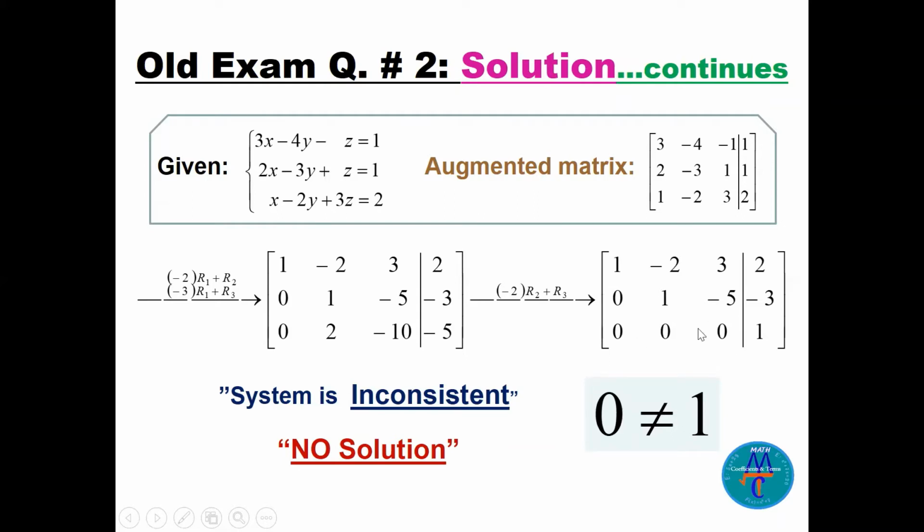So 0, 0, 0, 0x plus 0y plus 0z is equal to 1. That's impossible. So the system is inconsistent, and there is no solution for this 3 by 3.